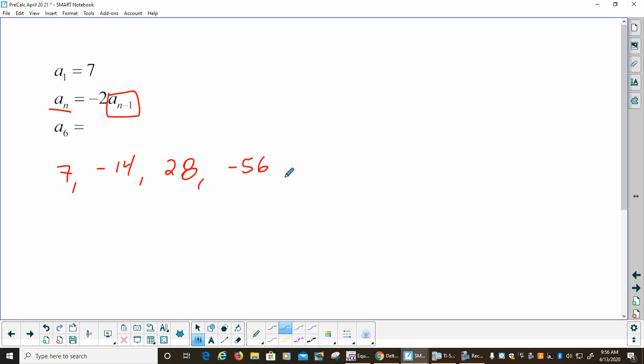I'll probably have to start to need a calculator here, we'll see. So this is 4 and I want 6. To get the next term, take the previous term and multiply it by -2. So that would be 112. To get the next term, take the previous term and multiply it by -2. So -224.